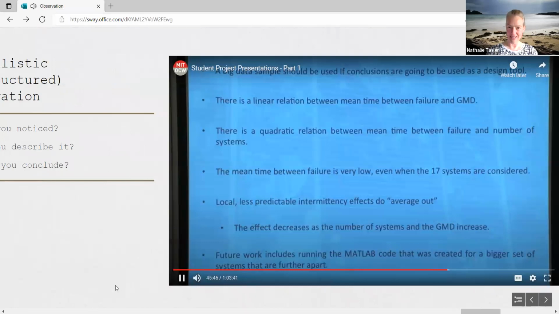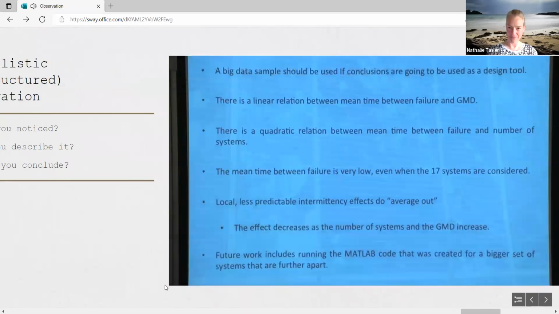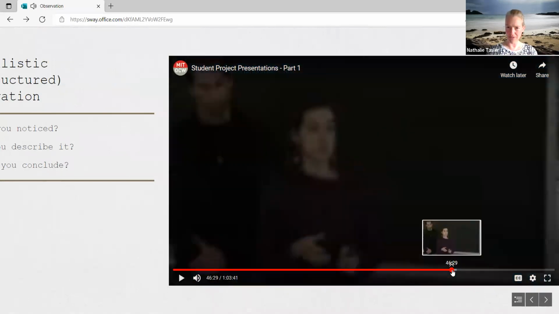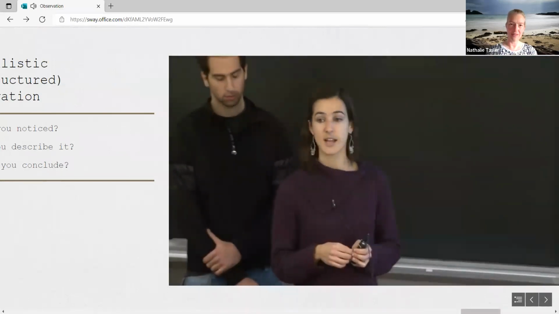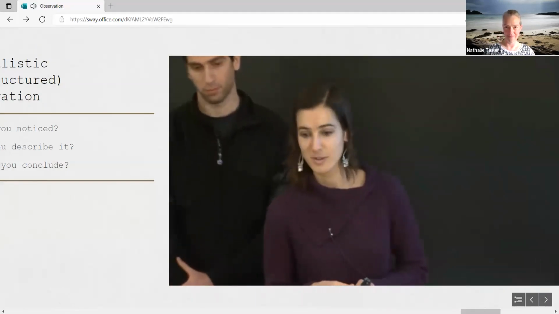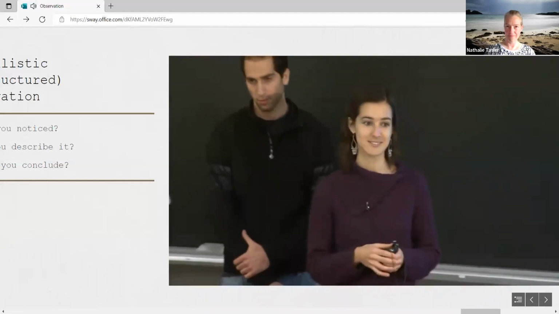17 systems together, we have about 900 seconds between failures. This means that conclusions and guidelines for the design of PV systems can be defined. Thank you, and we're happy to answer your questions.